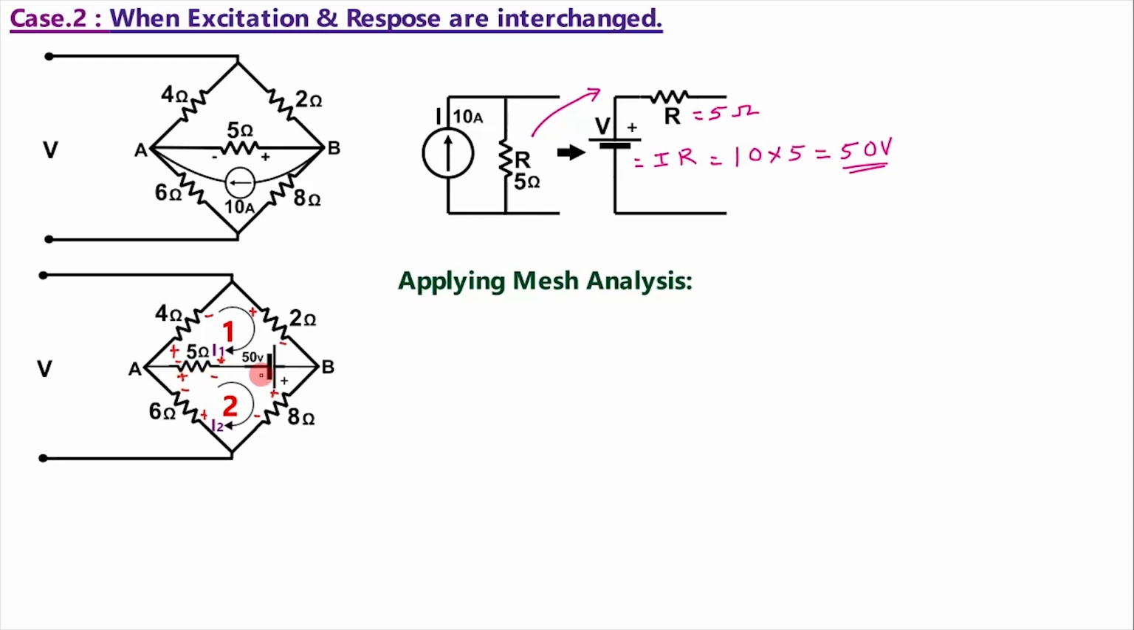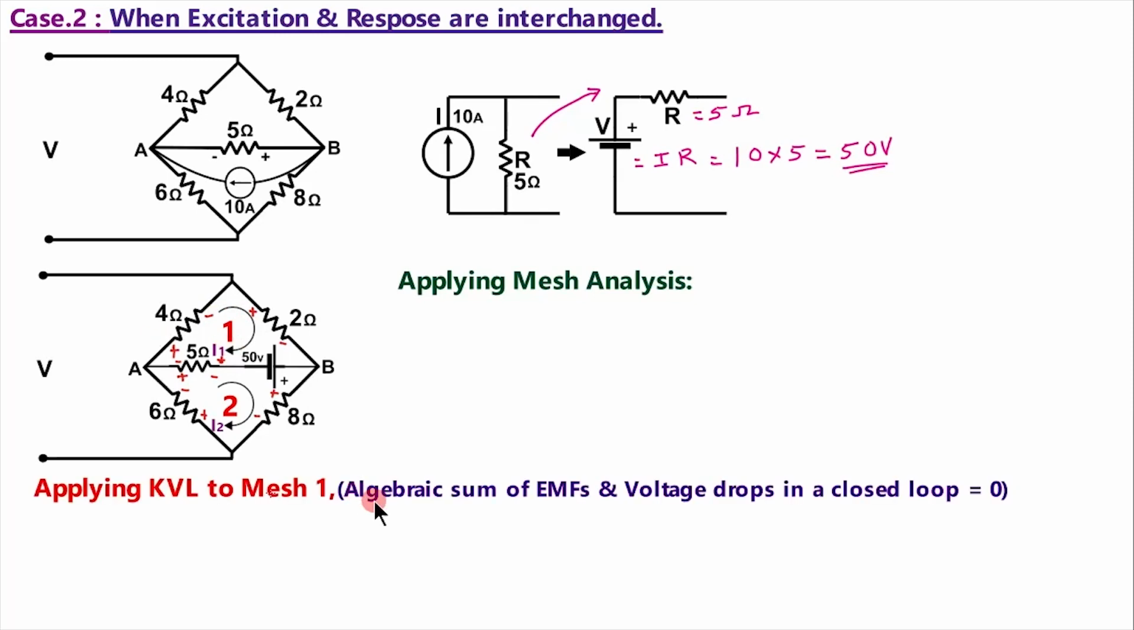Now applying KVL to mesh 1, see, the algebraic sum of EMFs and voltage drops in a closed loop is 0, that is KVL. In this 4 ohm resistance, as current is flowing from positive to negative, voltage drop is there, so minus 4 into I1.